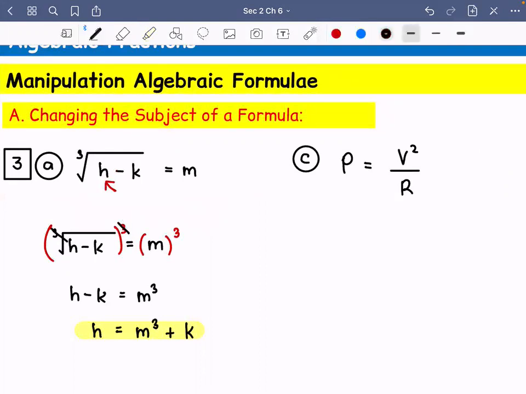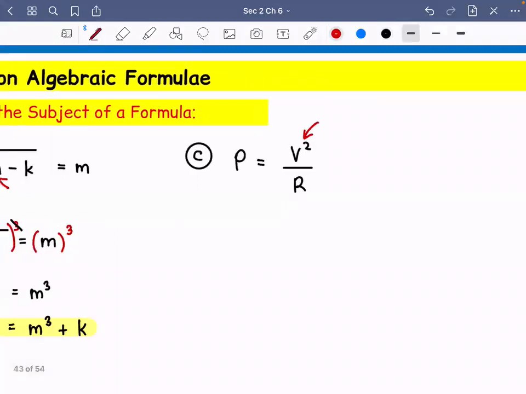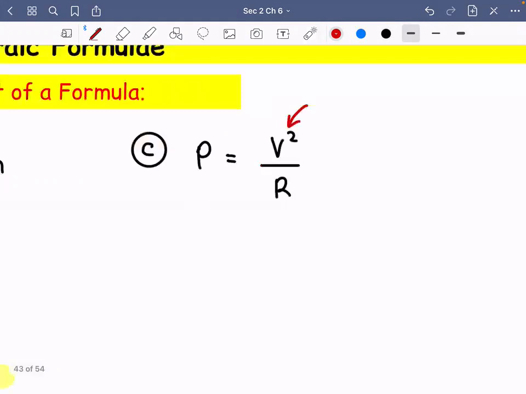No question? Okay. So let's have letter C as our last example today. P is equal to V squared over R. So this is very simple. And we need to make V our subject, right? So for this, let me write this again. P is equal to V squared over R.